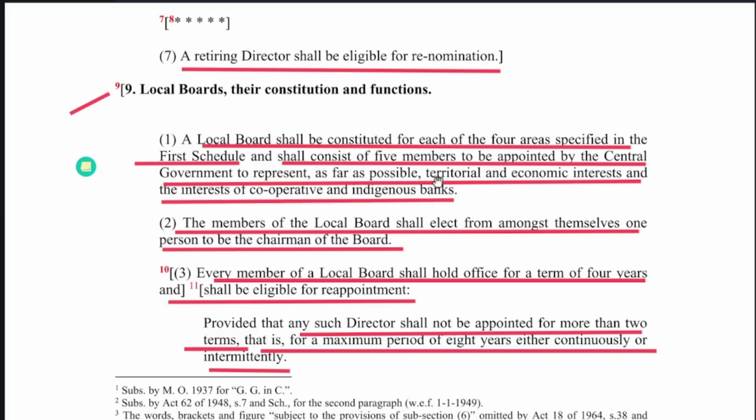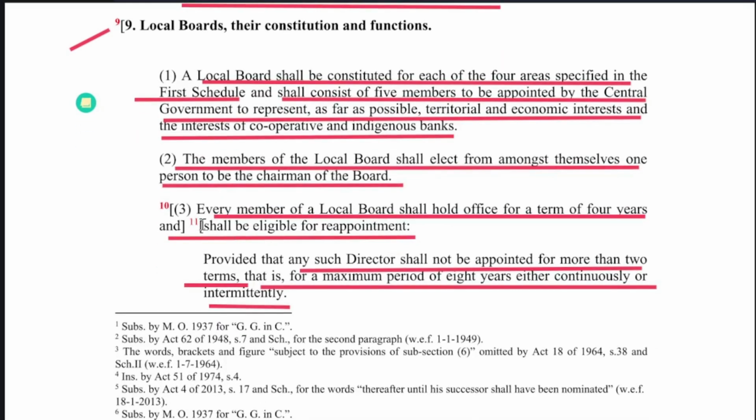All the members would be appointed by the central government, and while making the appointment, the central government has to ensure that the territorial and economic interests and the interests of the cooperative banks and the indigenous banks have to be taken into account. The members of the local board shall elect from among themselves one person to be the chairman of the board, meaning thereby each board would be having a chairman as well. And who would be the chairman? This would be decided through election. And who would be taking part in the election? The members of the local board would be taking part in the election.